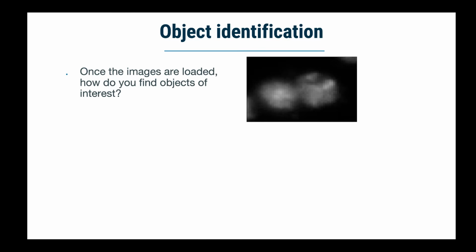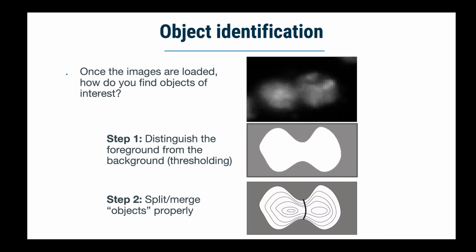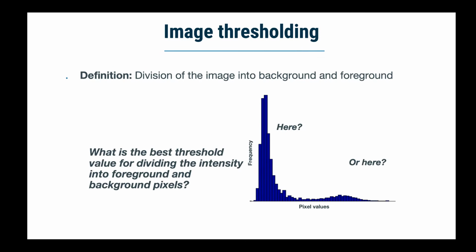Now the first step, always, in object identification in classical image processing is thresholding. We're going to distinguish the foreground from the background, and then we're going to split and merge objects properly. So the first thing is figuring out what is our stuff, what is our non-stuff, and then actually breaking it down into objects. I want to talk about the theory behind this first part, and then we're going to go through and do some demonstrations in CellProfiler on how this works in practice.